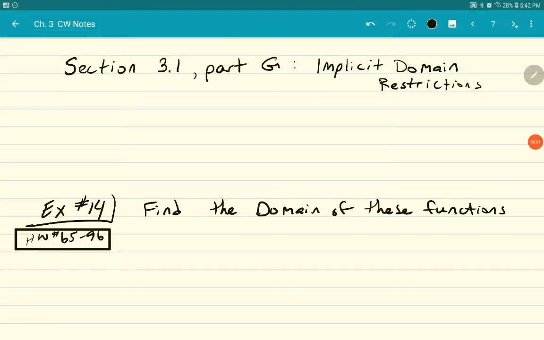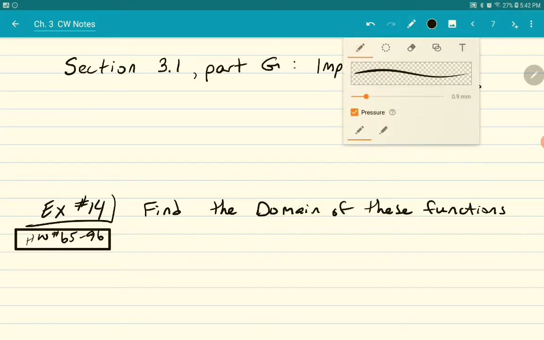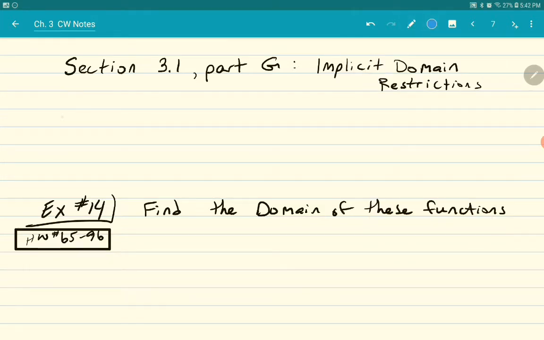Wrapping up section 3.1, we have implicit domain restrictions. This is when we're looking at things like something with a variable in the denominator. We're restricted by some facts, some math rules that we've known for years.